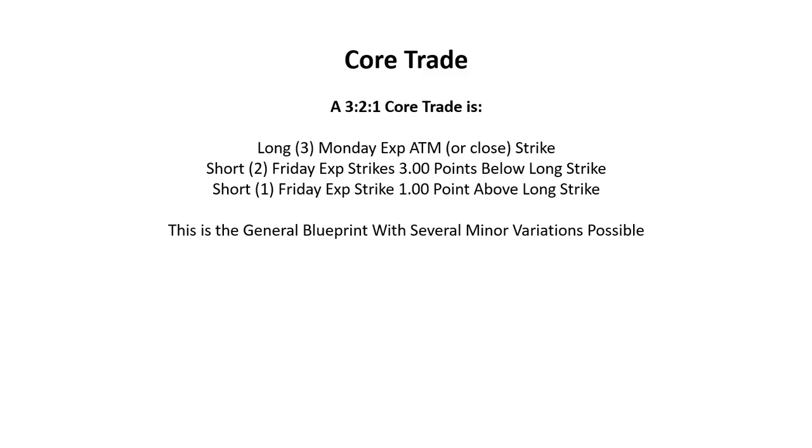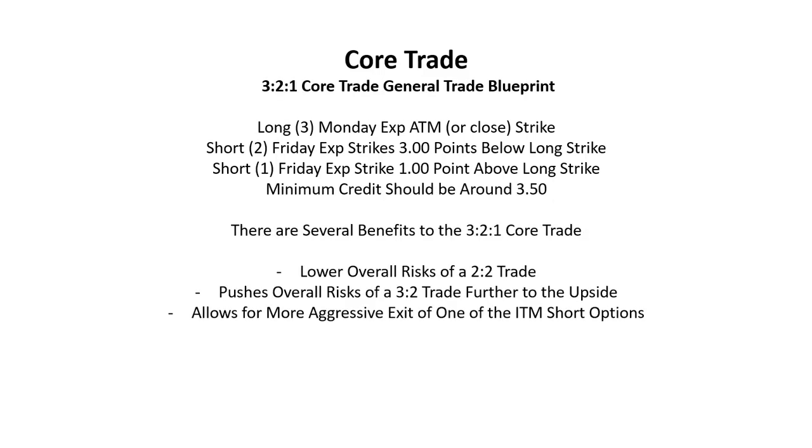So in this example, we're going to be long 3 Monday expiration at the money or close to at the money strikes. We're going to be short 2 Friday expiration options that are 3 points below the long strike. So that's going to be about 3 points in the money. Very similar to the 3-2 trade. The difference is we're going to add 1 Friday short expiration that is 1 point above the long strike. So it's going to be out of the money by 1 point. That's the general blueprint and a solid beginning 3-2-1 core trade for this particular setup.